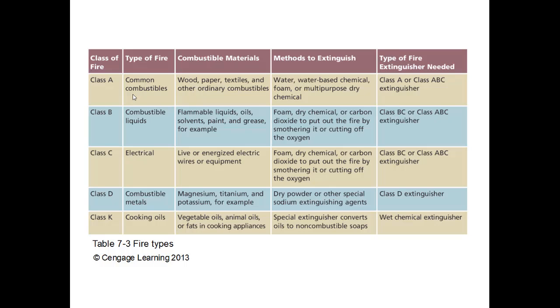A Class C fire would be an electrical fire where you have live or energized electrical wires or equipment catching fire. Class D would be combustible metals such as magnesium, potassium, titanium. And Class K would be cooking oils such as vegetable oils, animal oils, or fats in cooking appliances.